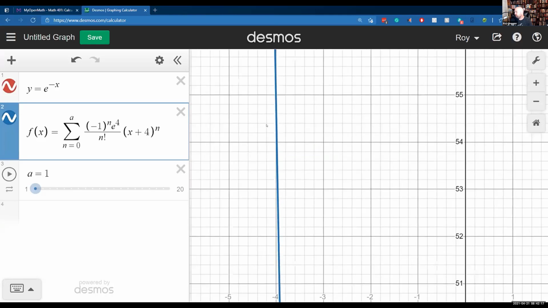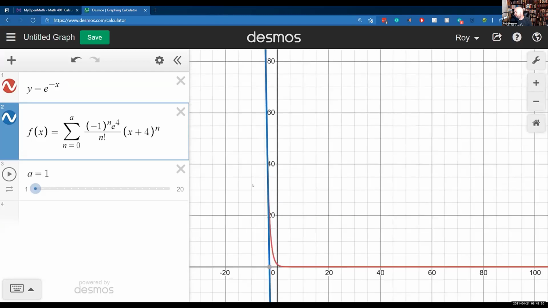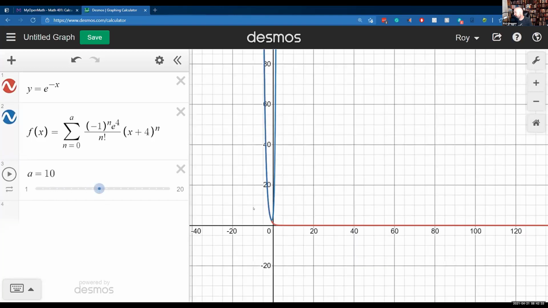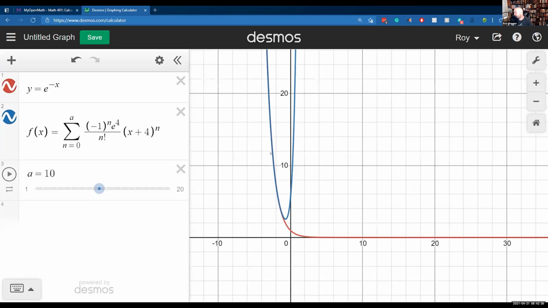If I zoom out, though, you'll see that my power series, which is in blue, is just a line. If I start adding more terms, so right now I'm summing from n equals 0 to 1. If I go to n equals, let's say, 10, notice that my blue curve, my power series, is linking up to my e to the negative x really nicely for a while, all the way out to x equals maybe negative 1.7. Remember, it's centered at negative 4. So we have a pretty wide radius of convergence so far, about a radius of convergence of 3.